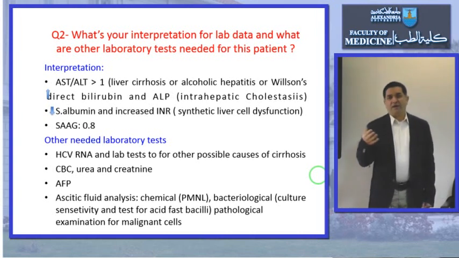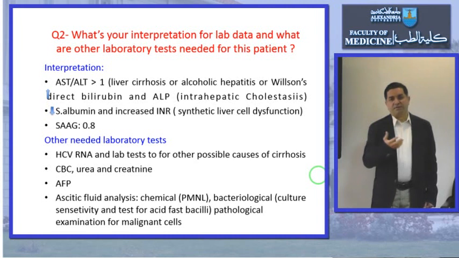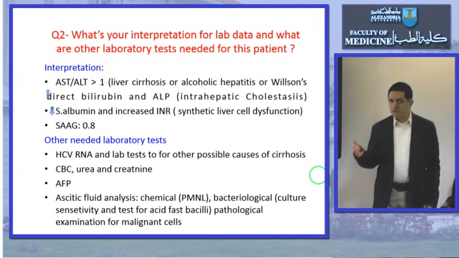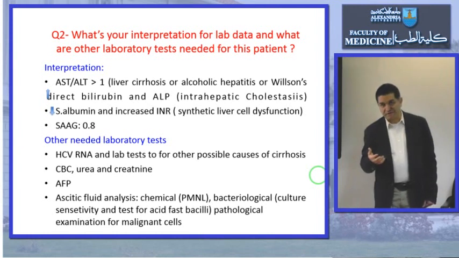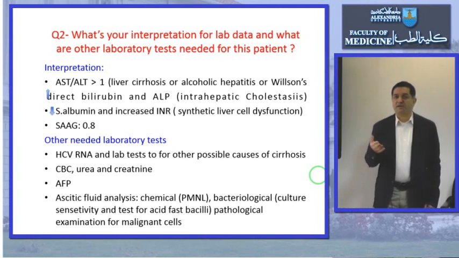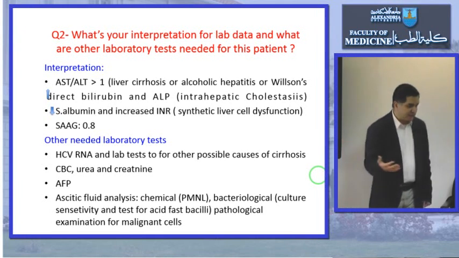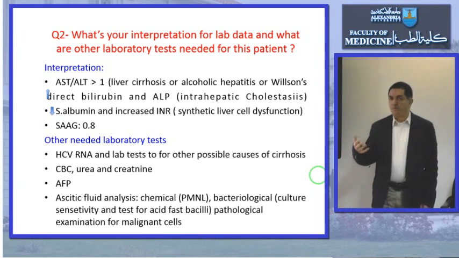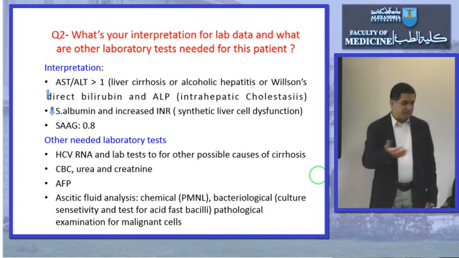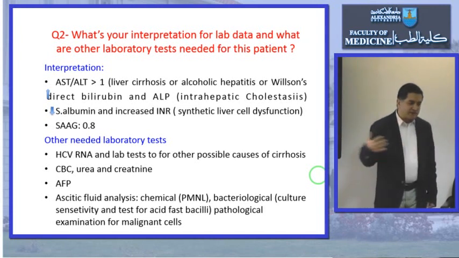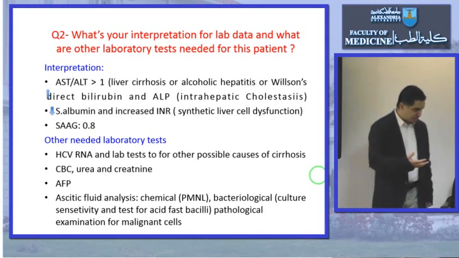For example, hepatitis B viral infection by doing hepatitis B surface antigen. And if you are suspecting autoimmune disease, you have to do autoimmune markers like anti-smooth muscle antibody, anti-nuclear antibody, liver kidney microsomal antibody, protein electrophoresis, and of course other causes of chronic liver disease you have to search for if you are suspecting one of these causes.